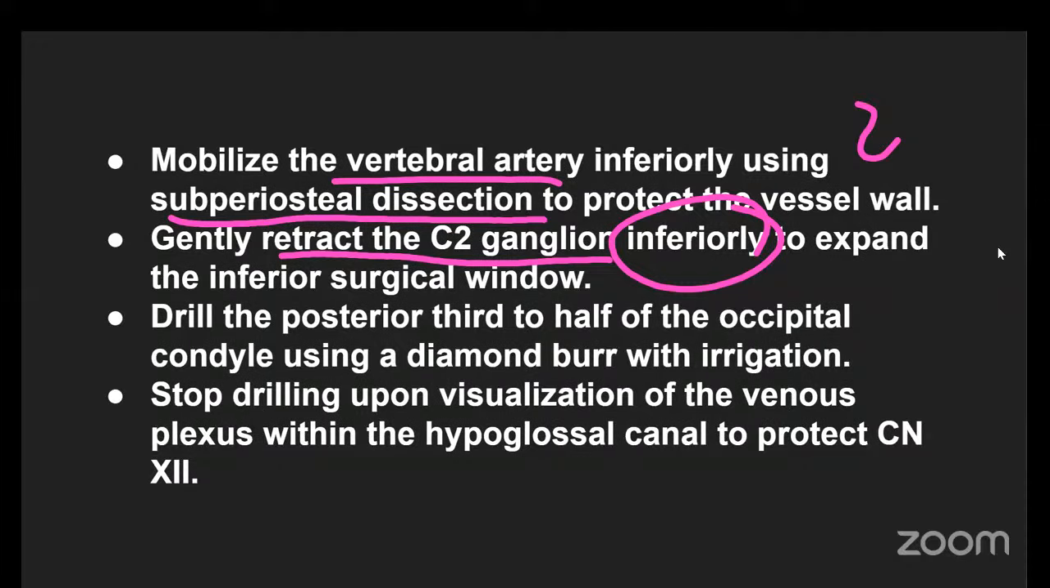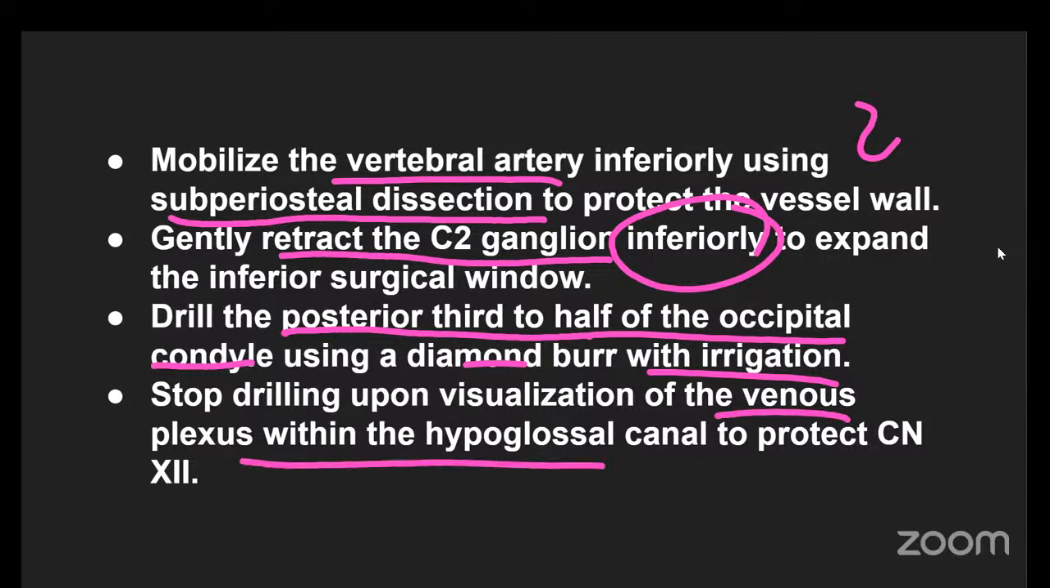What do we do then? Then we drill the posterior third to half of the occipital condyle using a diamond burr with irrigation. Why a diamond burr? Because it is finer. It's not going to tear the nerve sheath even if we end up puncturing the bone. When do we stop drilling? Once we see a bluish halo, a bluish shadow, which is the visualization of venous plexus within the hypoglossal canal, we stop drilling. Why? Because we want to protect our hypoglossal nerve.